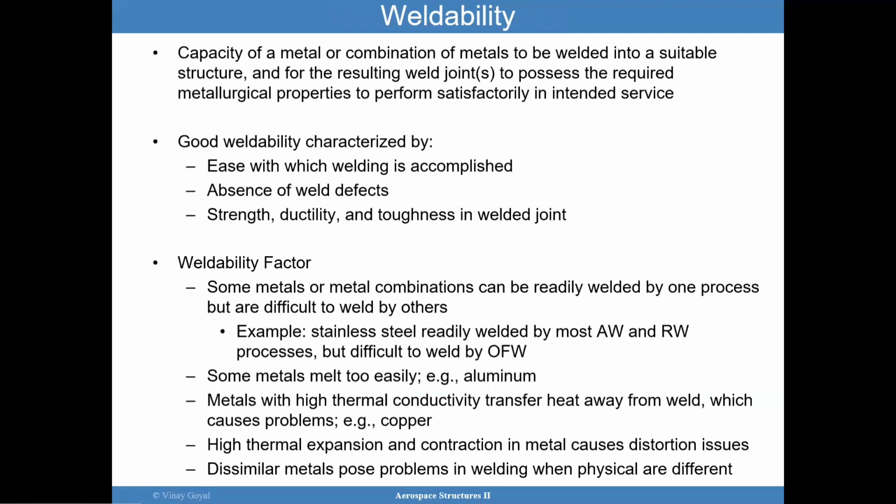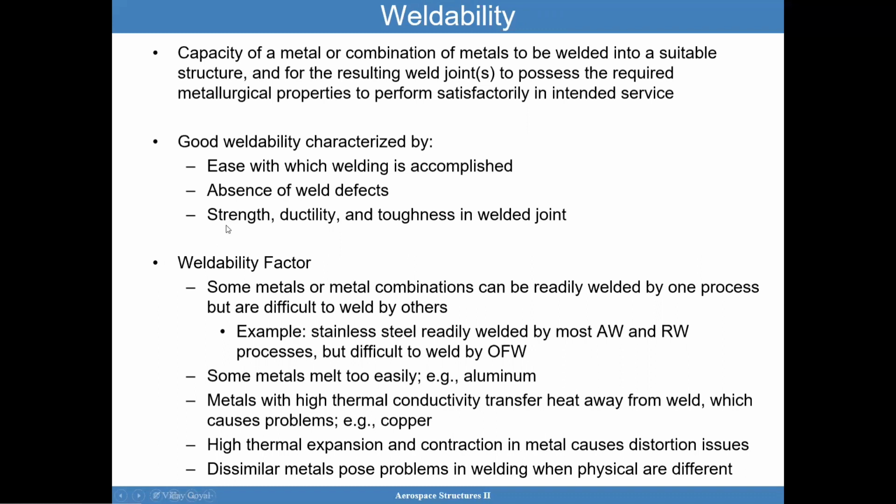And so here we want to look at the weldability, which is the capacity of a metal or a combination of metals to be welded into a suitable structure, and for the resulting weld to possess the required metallurgical properties to perform in a satisfactory way in the intended service. So good weldability is characterized by the ease with which the welding is accomplished, the absence of weld defects, and good strength, good ductility, and toughness in the welded joint.